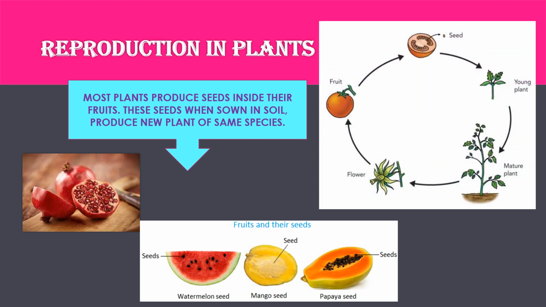This is the life cycle that the seed, after being sown, develops into a young plant, which eventually develops into a mature plant. From there we get flower, and from the flower again we get fruit, and from the fruit back to seed, and this life cycle of the plant continues.